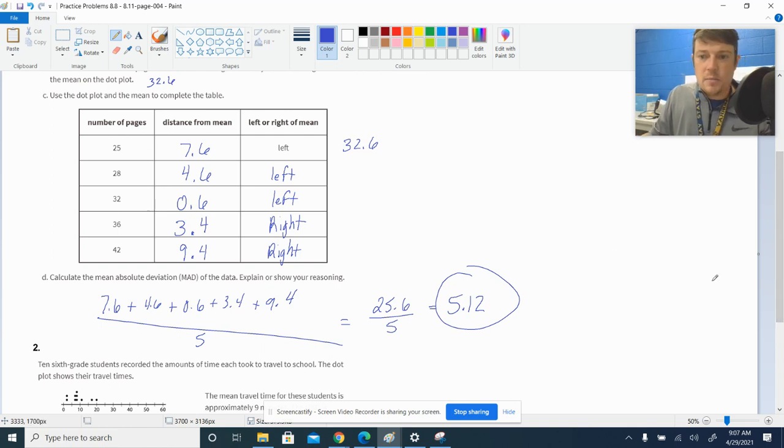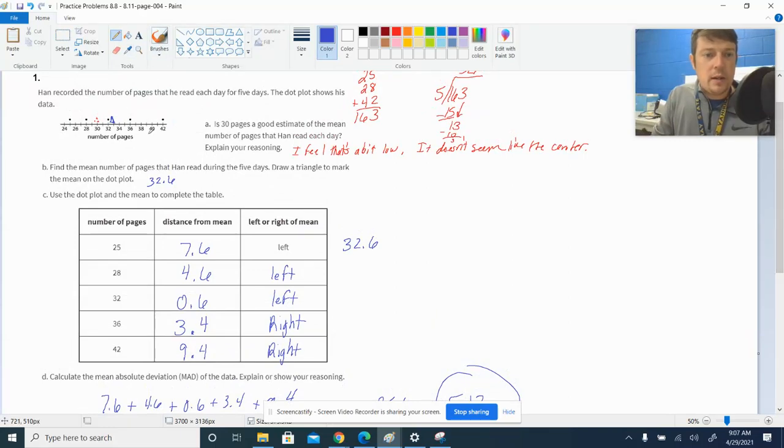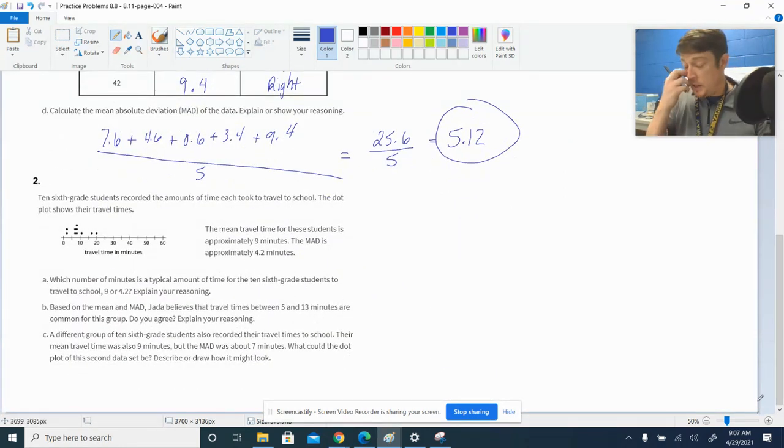And that kind of tells me my variability. It's fairly big because the numbers were pretty spread out. There wasn't any compact there. They were all fairly far away from the number in the center there. So 5.12. All right, let's look at number 2 here.